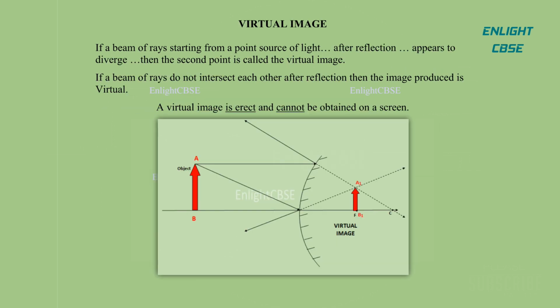What is a virtual image? If a beam of rays starting from a point source of light, after reflection, appears to diverge, then the second point is called the virtual image. If a beam of rays does not intersect after reflection, then the image produced is virtual.